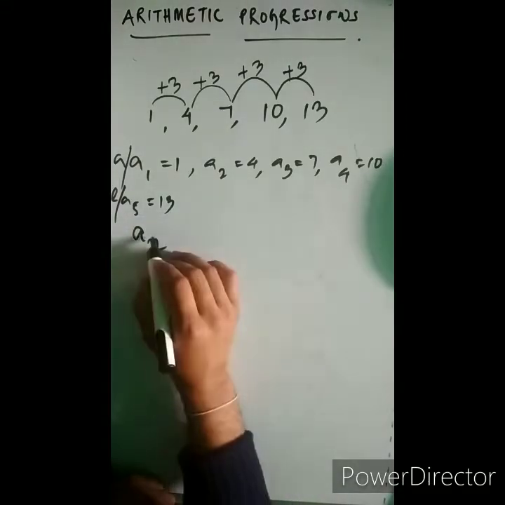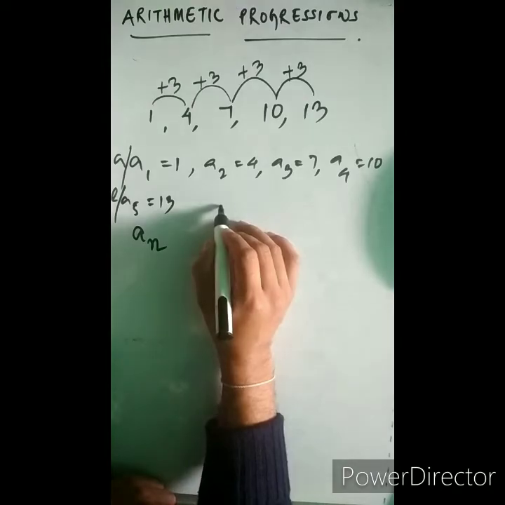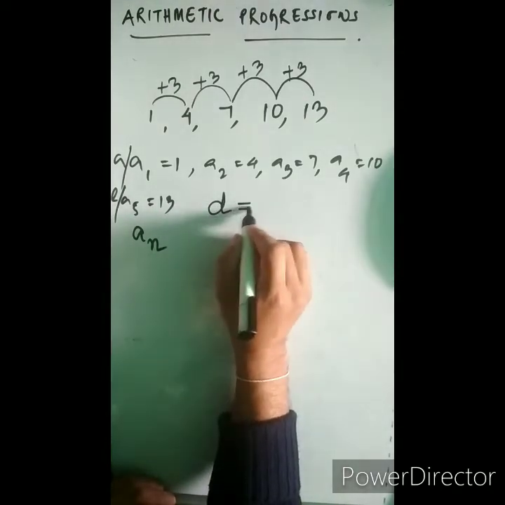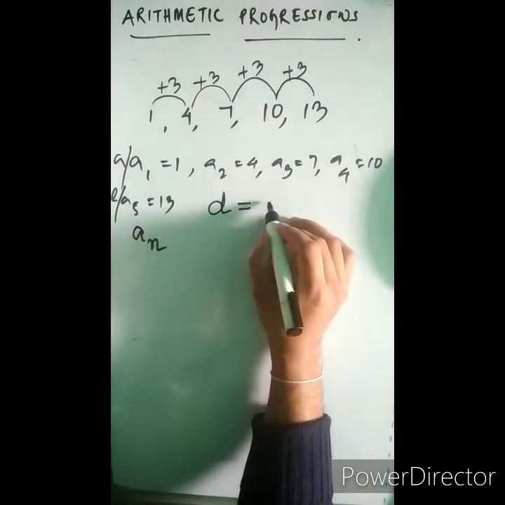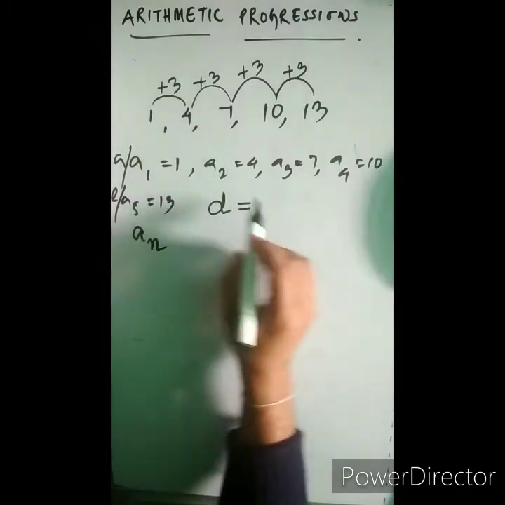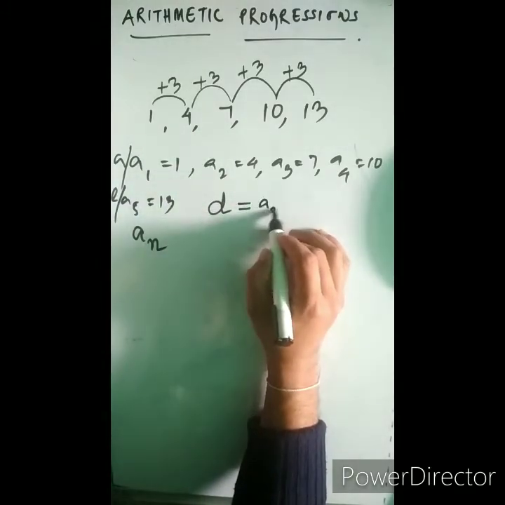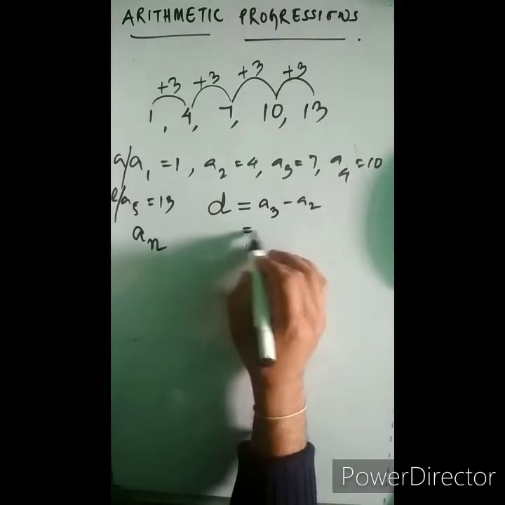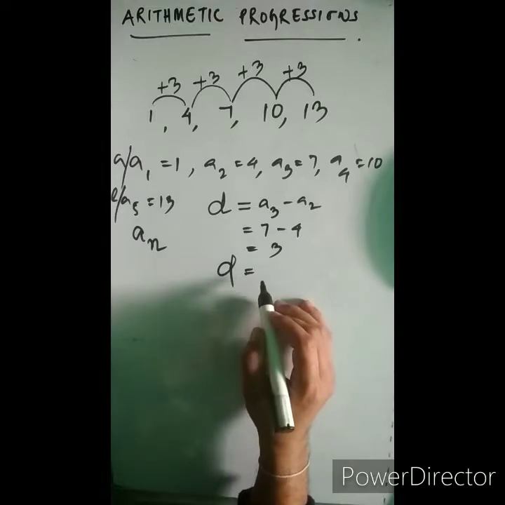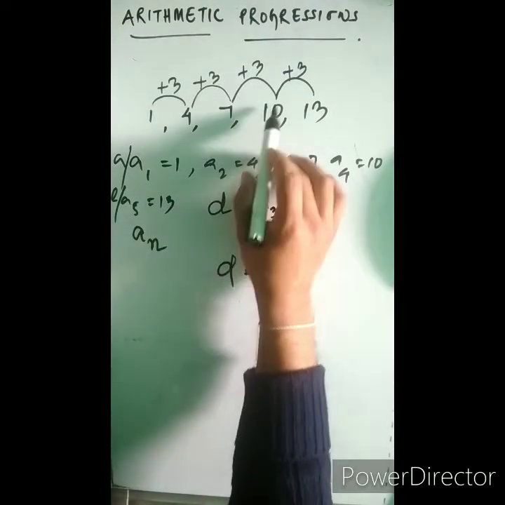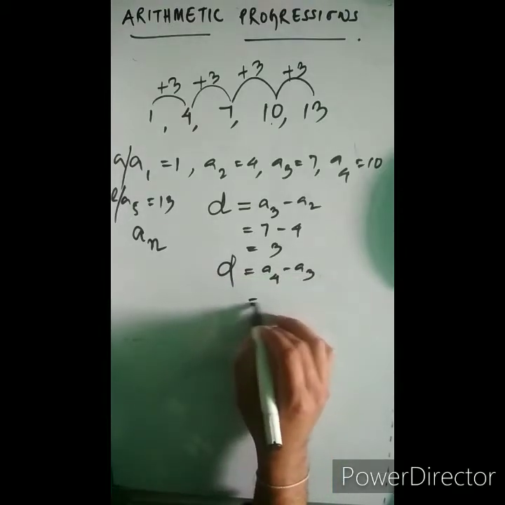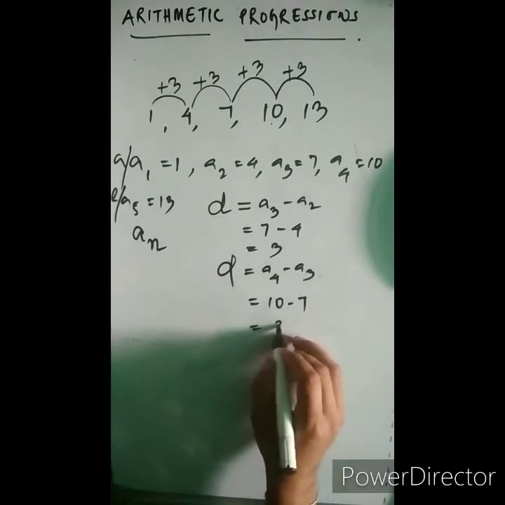After that, let me write this one. The common difference will be represented by d. How did we find the common difference before? You can take any two consecutive terms. I have taken here a2 and a3. Then a3 minus a2, that means 7 minus 4, you will get 3. You can even find it this way. You take consecutive terms a4 and a3. So a4 minus a3, you will get 10 minus 7, which is 3.